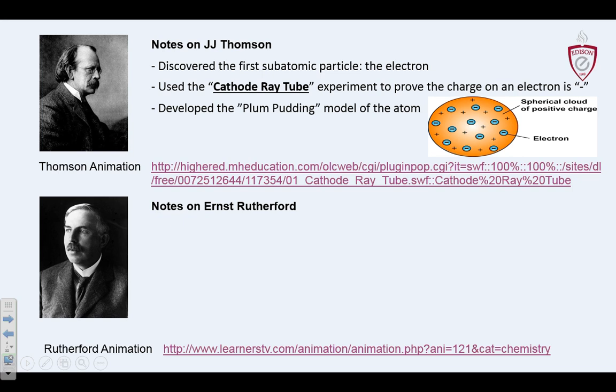So electrons are embedded in a spherical cloud of positive charge. That's how he theorized the atom must be after doing his experiment. But let's move on, because that is not entirely true. New guy: Rutherford came through and really disproved this particular model with his own Rutherford model.